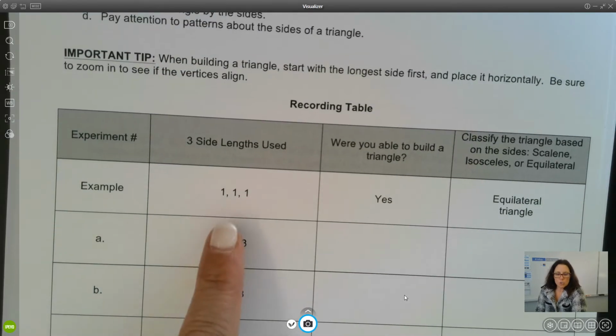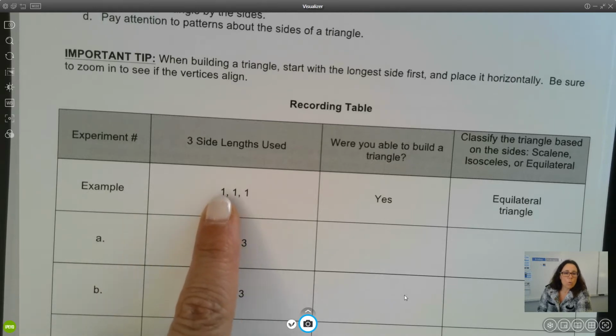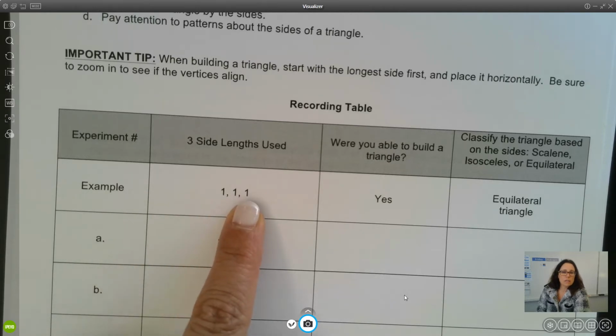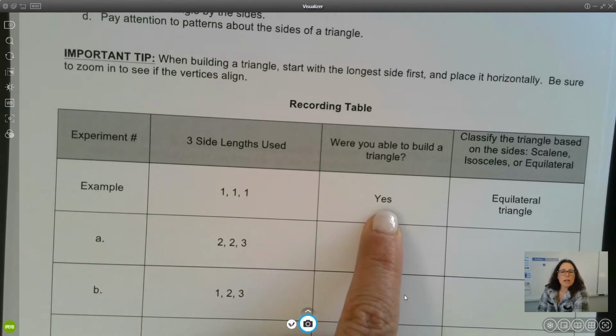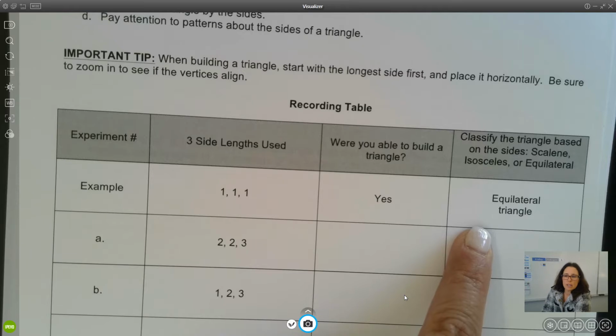Okay, so the first one is an example: given side lengths 1, 1, 1, are you able to build a triangle with those side lengths or not? And then classify the triangle based on the sides. Is it a scalene, an isosceles, or equilateral?